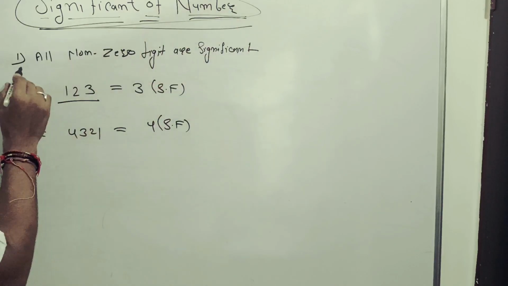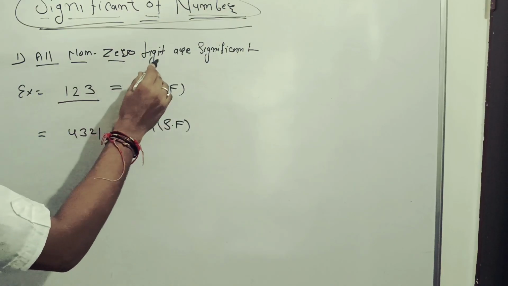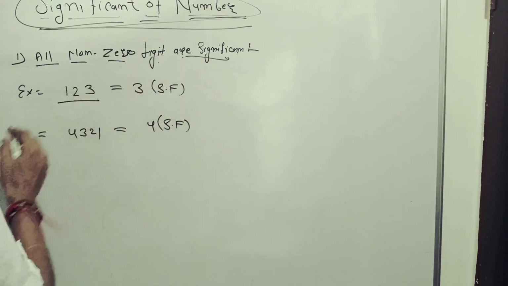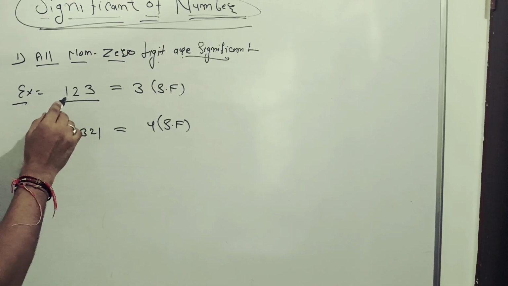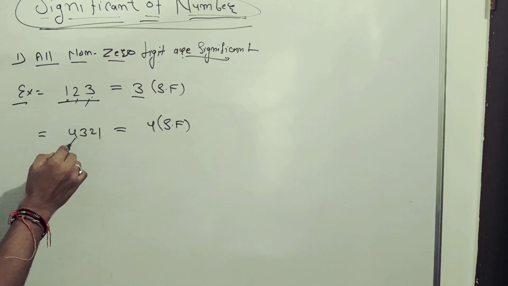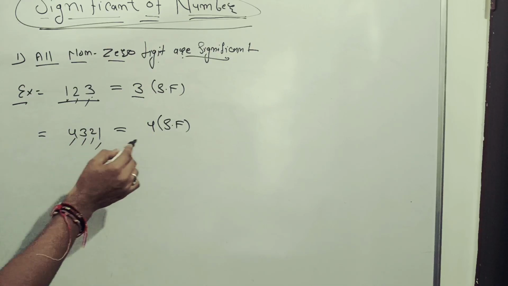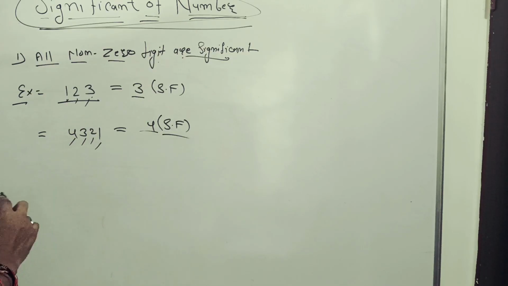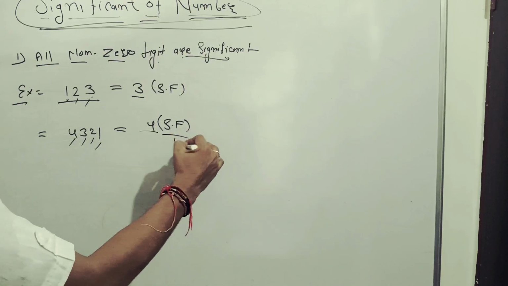Significant figures of a number. Rule one: all non-zero digits are significant. For example, 123 has 3 significant figures, and 4321 has 4 significant figures, because all non-zero digits are significant. That's clear.